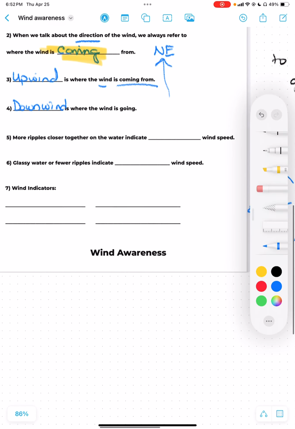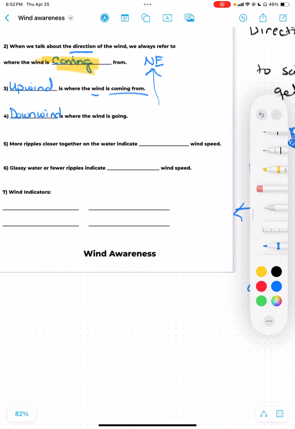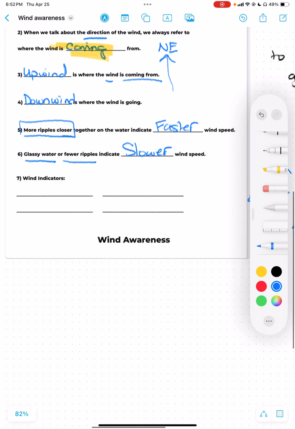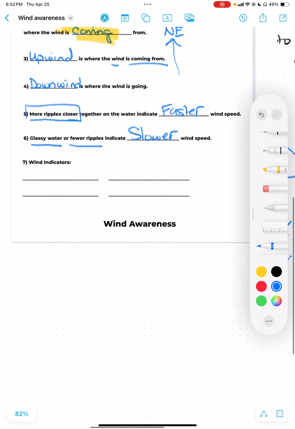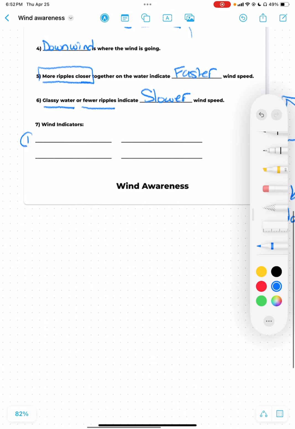So wind awareness. It's very important that you have ways that you can tell how fast the wind is. One of those indicators we look at is the ripples in the water. More ripples closer together means faster wind speed. Glassy water or fewer ripples indicates slower or less wind. Okay, so I want to go over a few wind indicators with you.